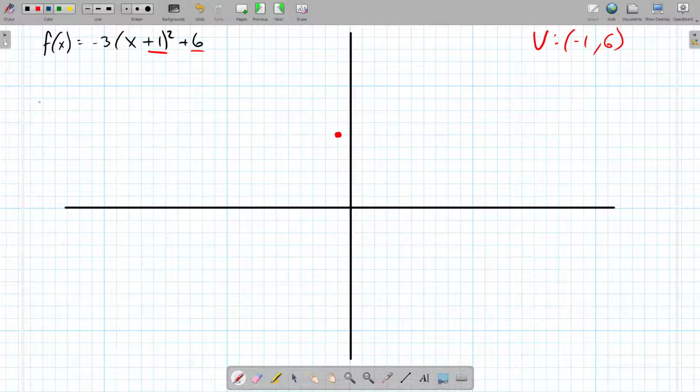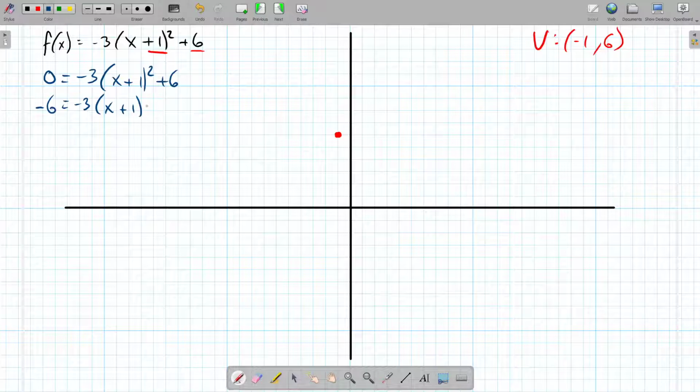Now we can set this equal to 0 and look for any x-intercepts that we might have. So we can move the k term, the term that is being added to the binomial, over across the equals. So we have -6 equals -3 times our binomial squared. And then I can divide by this -3 constant. If we do that, -6 divided by -3 is +2.